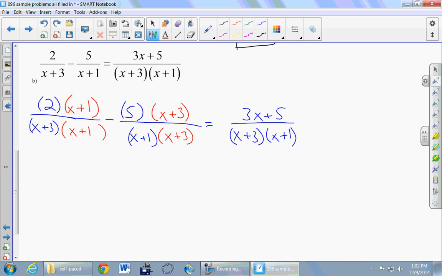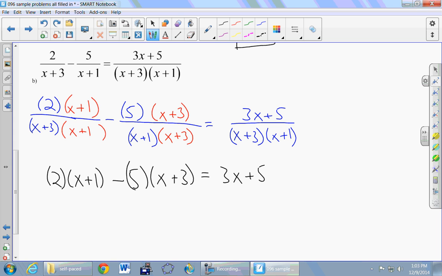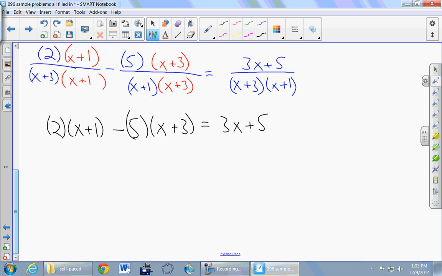And then if we multiply both sides by the lowest common denominator, x plus 3 times x plus 1, then all those denominators vanish. So I'll just write what's left over after we've gotten rid of all the denominators. So there's our equation with no fractions in it. We'll distribute the 2 and the 5.